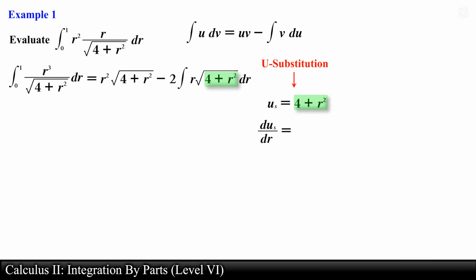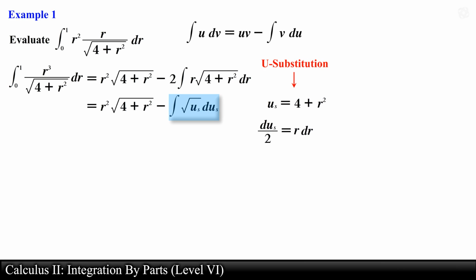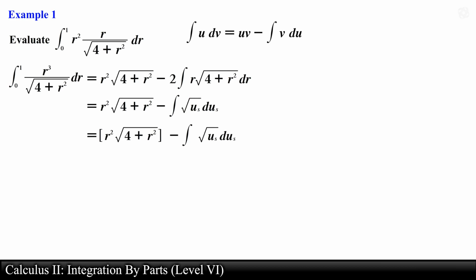Then we find the derivative of u with respect to r, and obtain the following. Next, we solve for r dr, and simplify the expression. Doing that, we obtain the following integral in terms of u. Once we find the integral, we need to evaluate it. The expression in the left bracket will be evaluated from 0 to 1, while the integral on the right requires a change in its limits of integration.